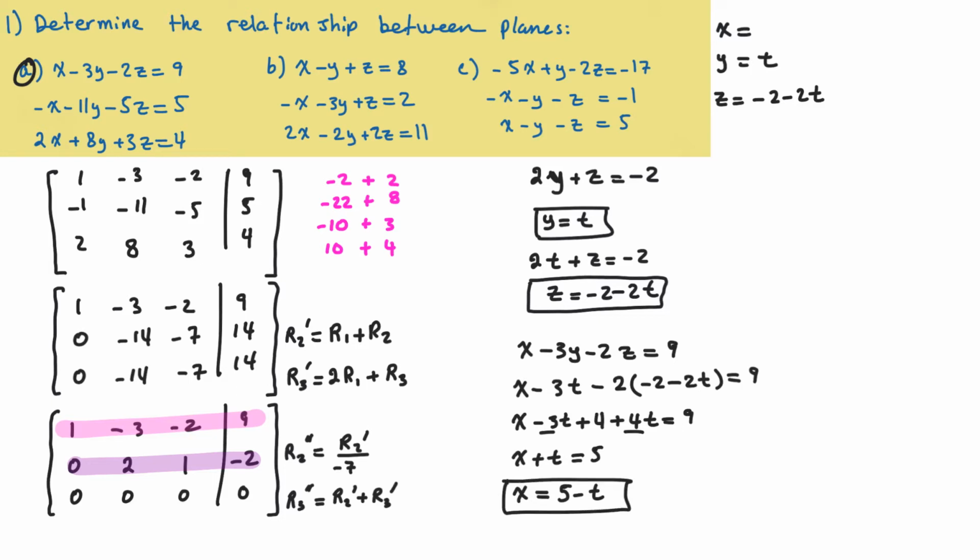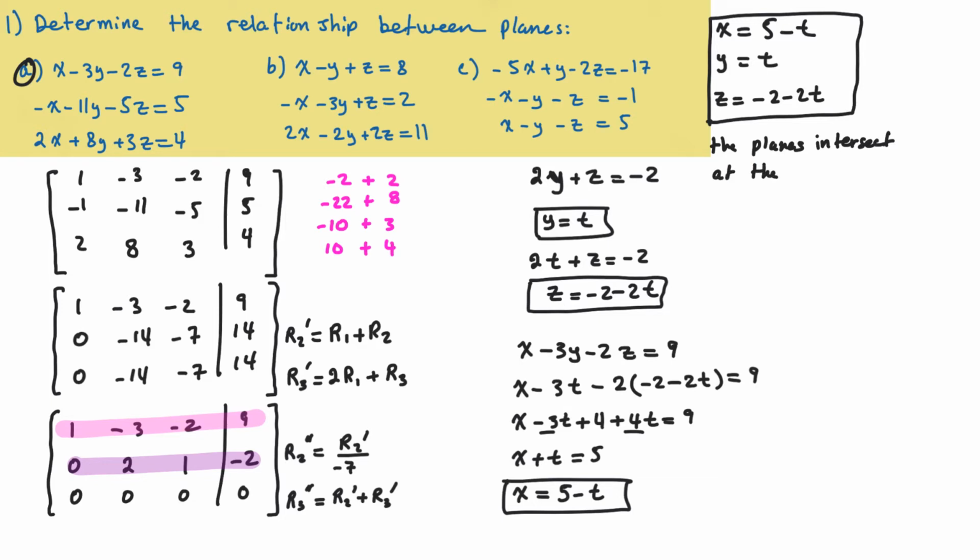And I'm going to put that over here. I'm going to get 5 minus t, and that would mean that our 3 planes are going to be intersecting at the line above. So this is the equation of the line at which these 3 planes actually meet.